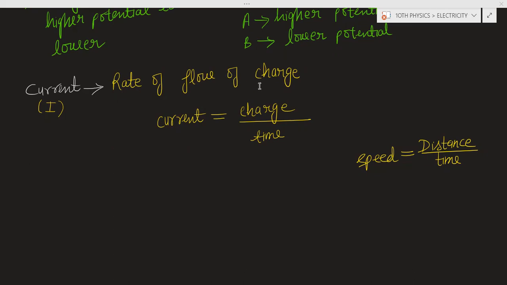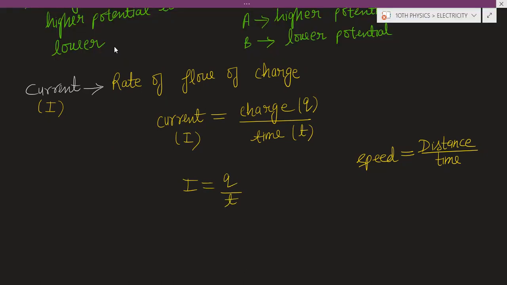So what is current? Rate of flow of charge. And you should remember this formula. Charge we represent with small q, time with T, and current with I. So there is one formula here that you have to remember: I is equal to Q by T.